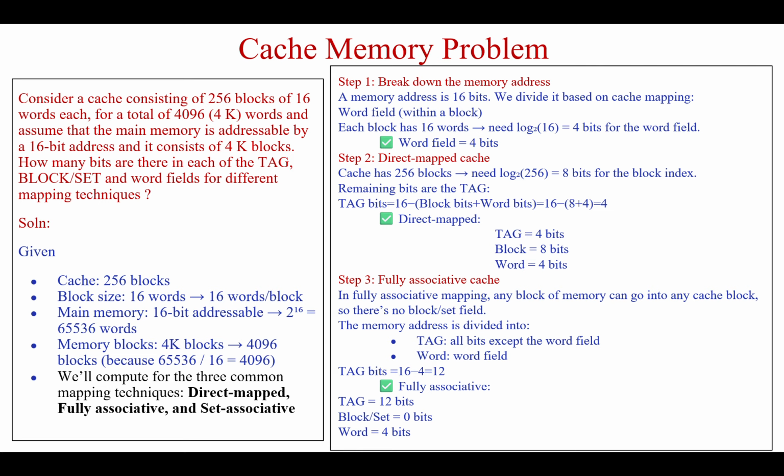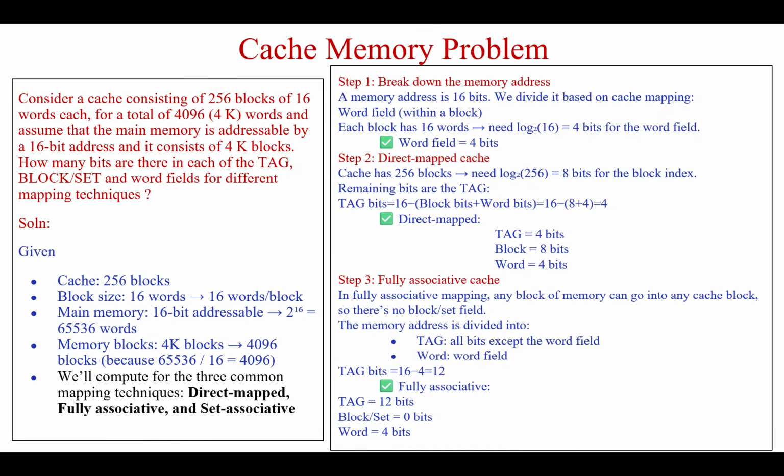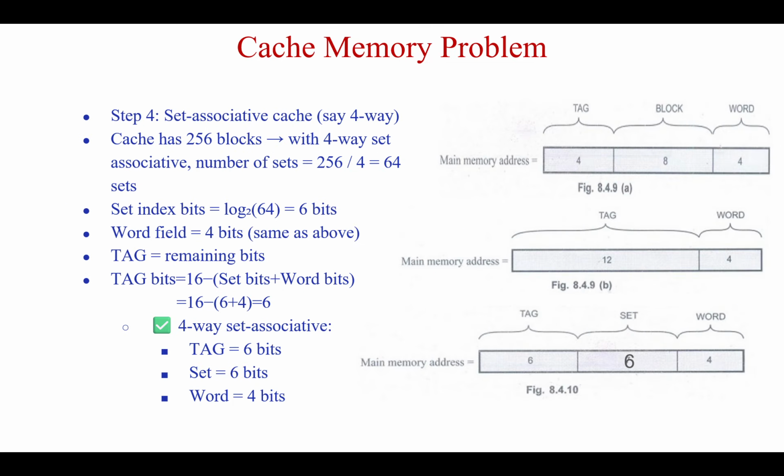Whereas in fully associative cache, only the tag and word fields are there. So the tag is 16 minus 4, which is equal to 12. In fully associative, tag is 12, block is 0, word is 4. This is the way the address can be split for mapping. This is up to direct mapping and fully associative mapping. Next we'll come to set associative mapping.